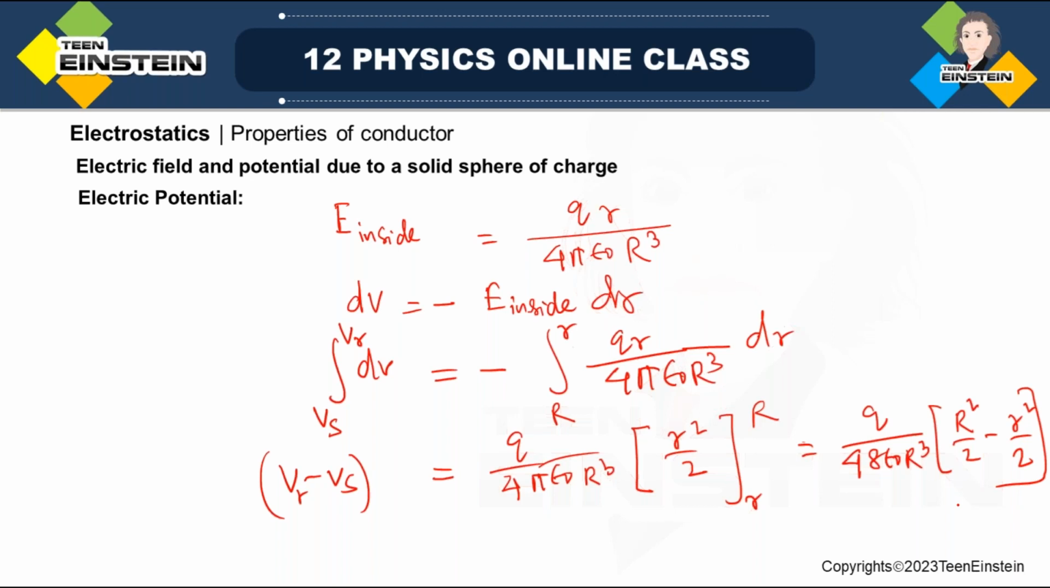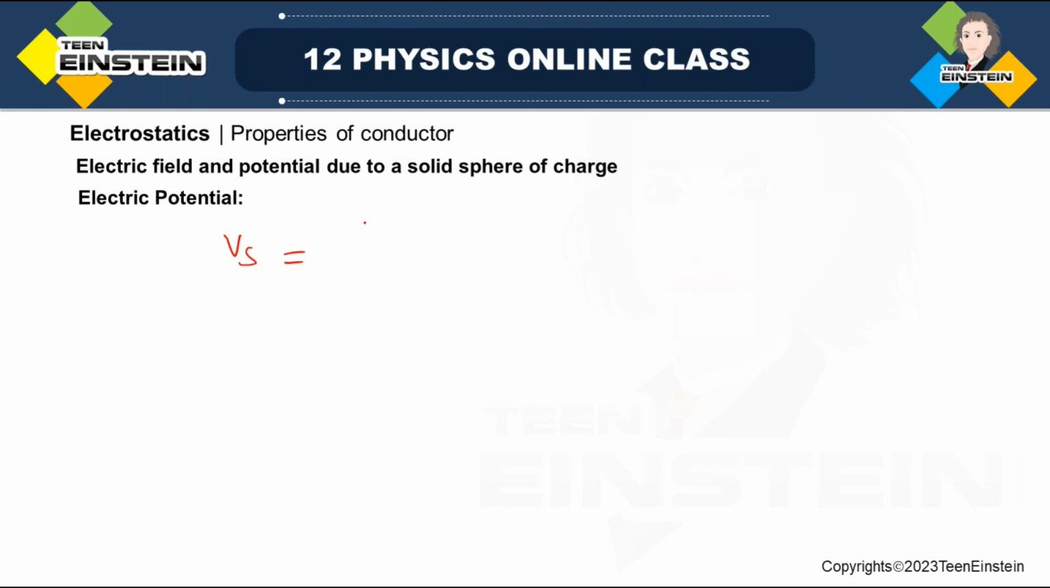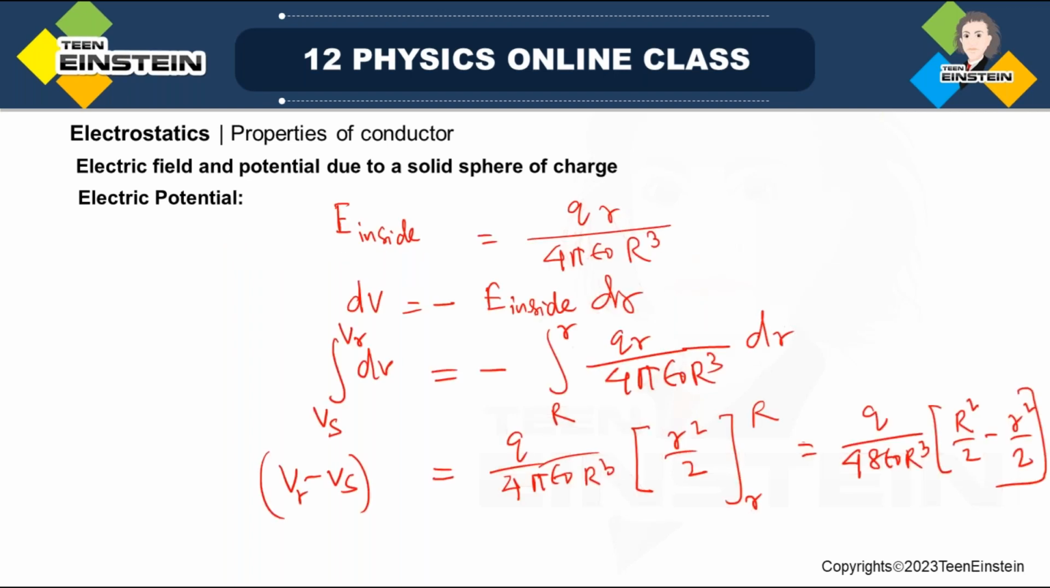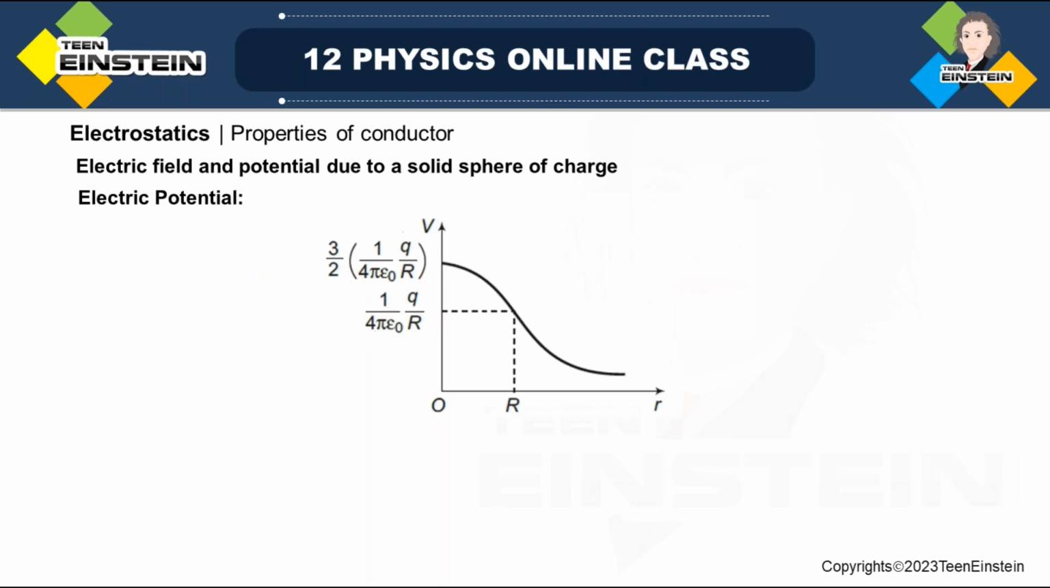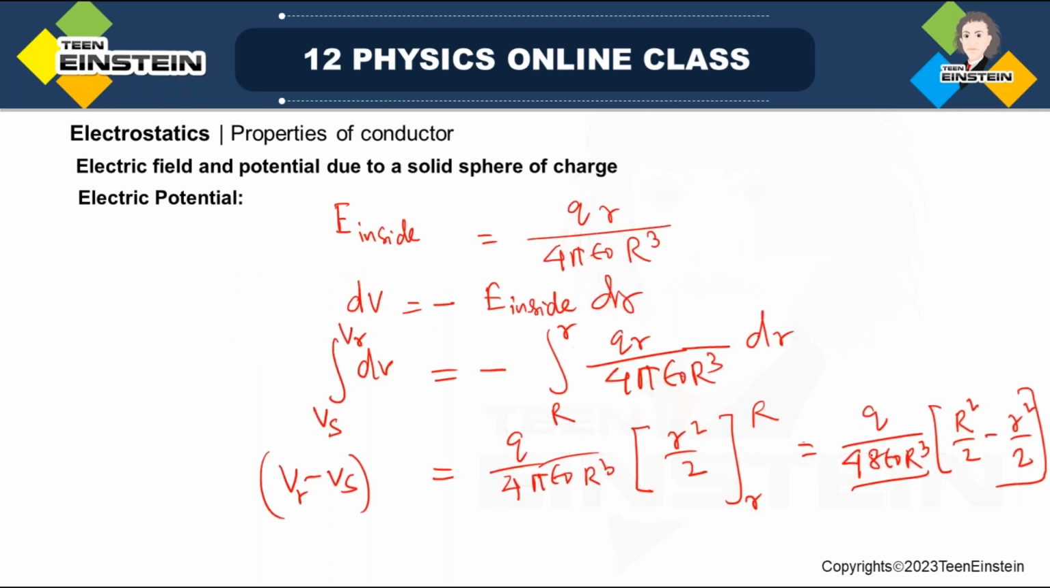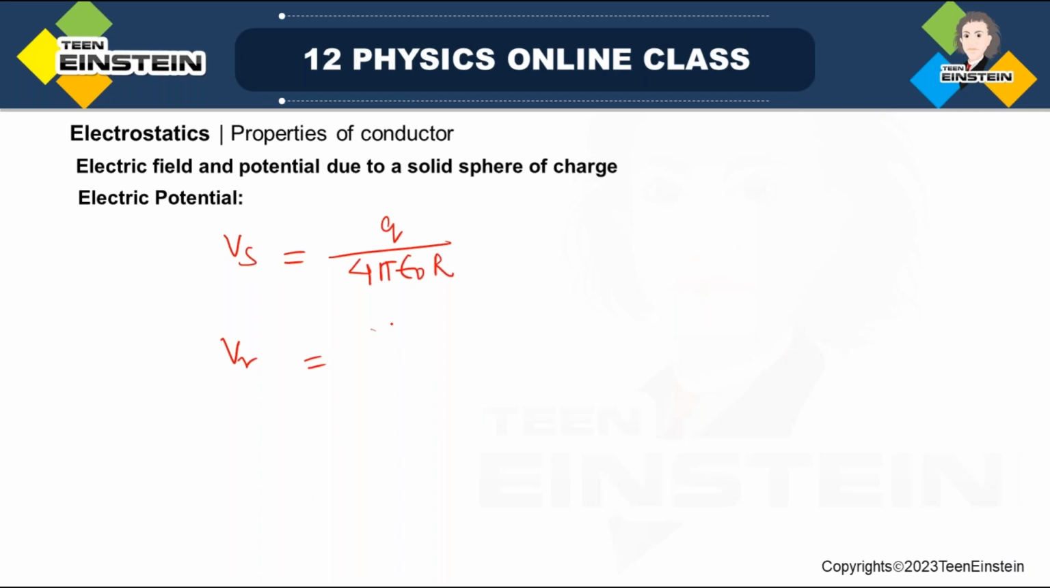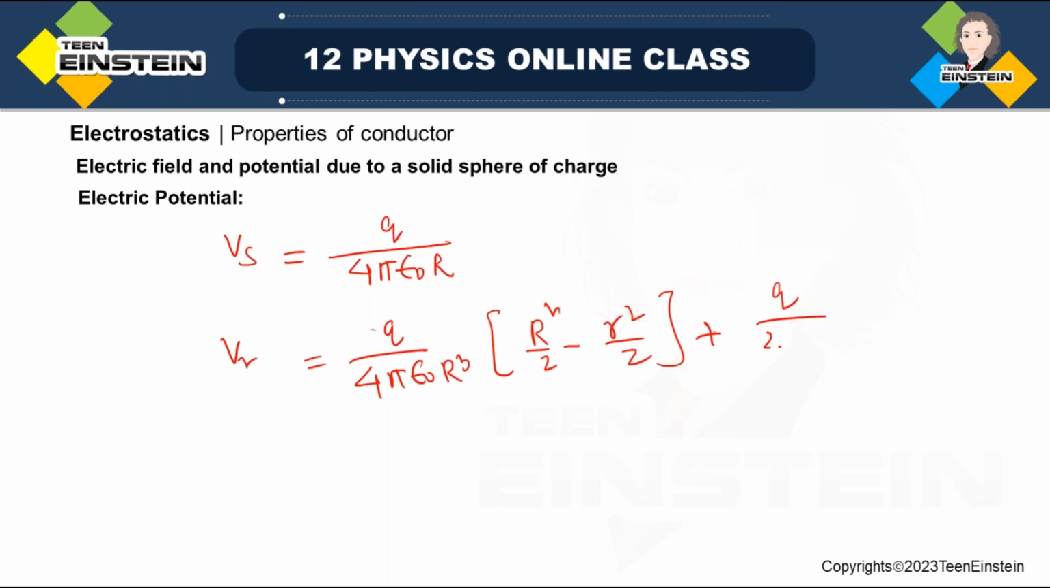Now we know Vs, the potential on the surface, is Q by 4 pi epsilon naught R. All right, so Vs we have got, then Vr will be Q by 4 pi epsilon naught R cube, this is R square by 2 minus r square by 2, plus Vs, which is Q by 4 pi epsilon naught R.